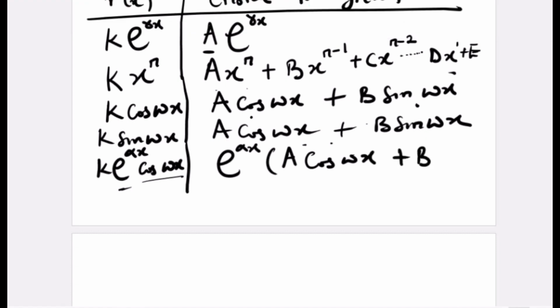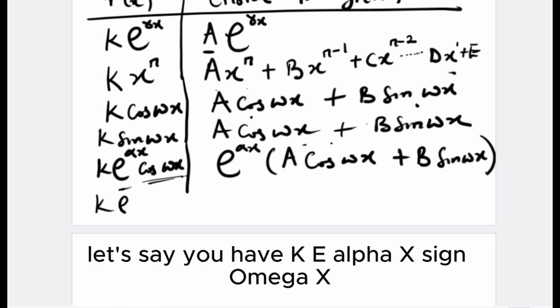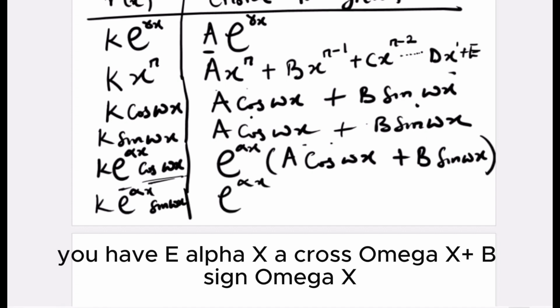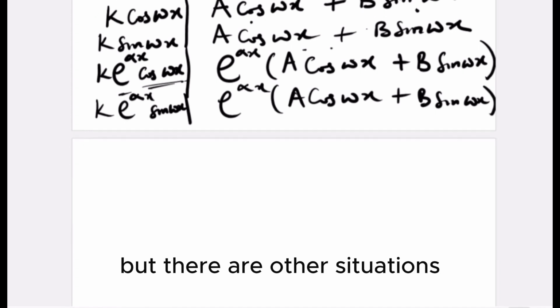plus b sine omega x. The same thing if you have sine. Let's say you have k e alpha x sine omega x. You have e alpha x times a cos omega x plus b sine omega x. So that's the table. But there are other situations.